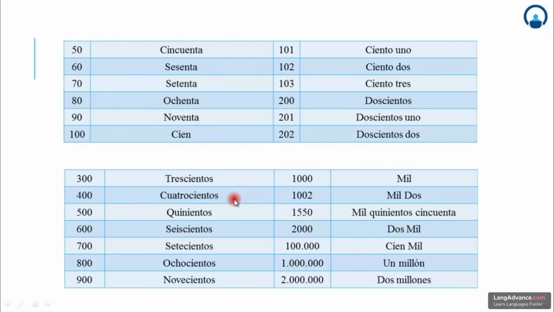So we'll just repeat these two tables once again. 50, 60, 70, 80, 90, 100, 101, 102, 103, 200, 201, 202, 300, 400, 500, 600, 700, 800, 900, 1000, 1002, 1550, 2000, 100,000, un millón, 2 millones.